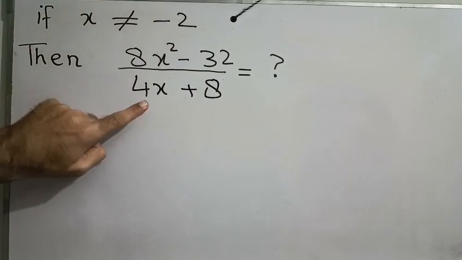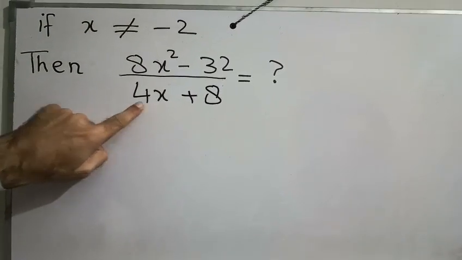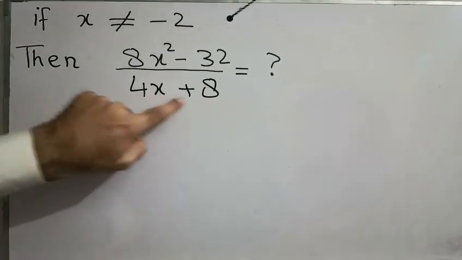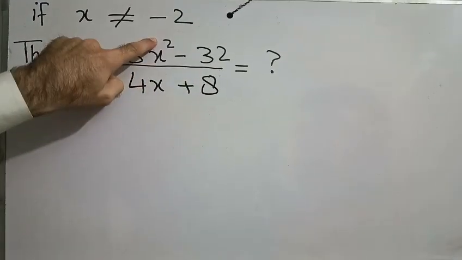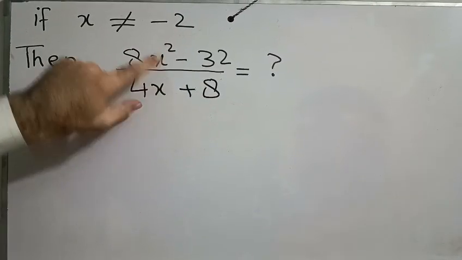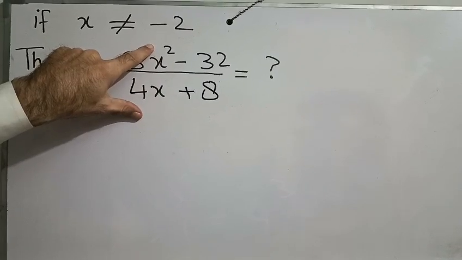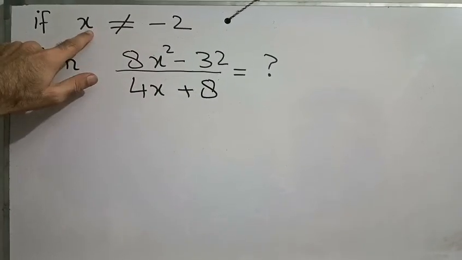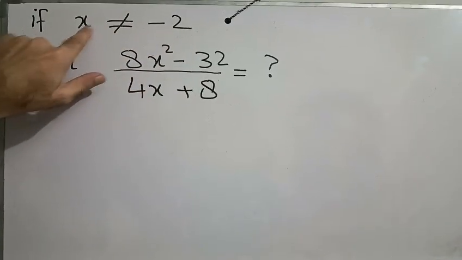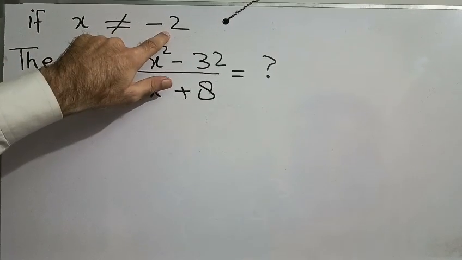Why? Because if we put minus 2 over here, it will become minus 8 and plus 8, and overall it will become 0, and anything divided by 0 equals infinity. So it means this question will not have a solution if x is equal to minus 2. So that's why x must not be equal to minus 2.